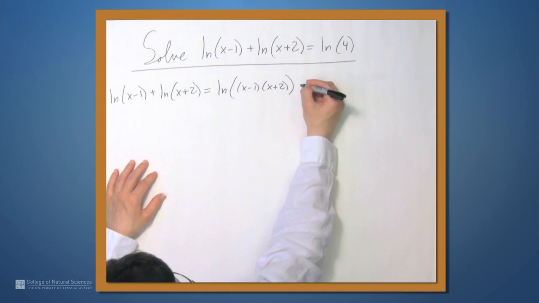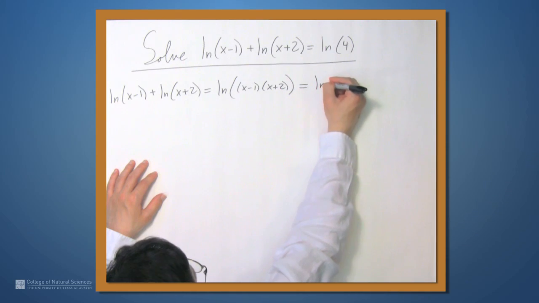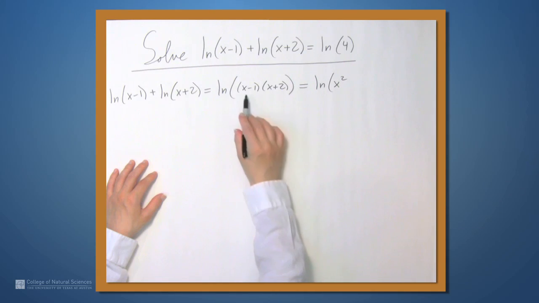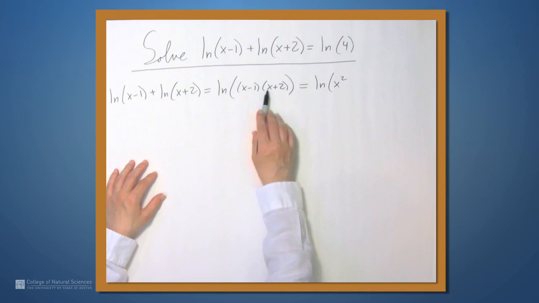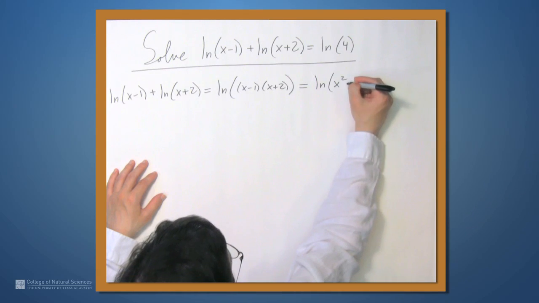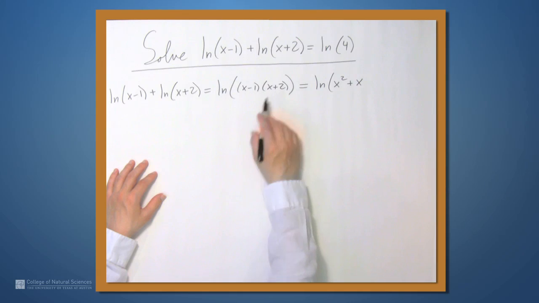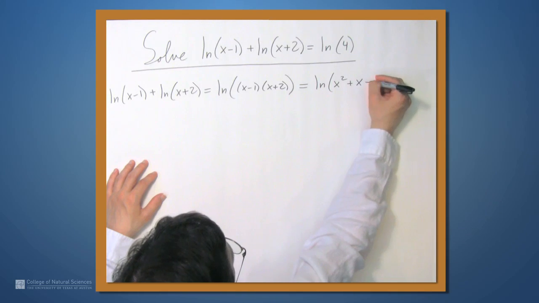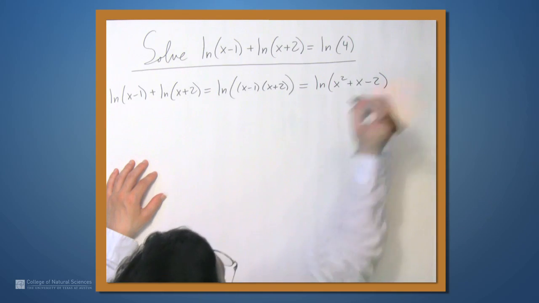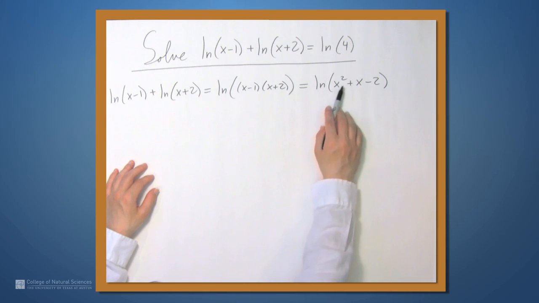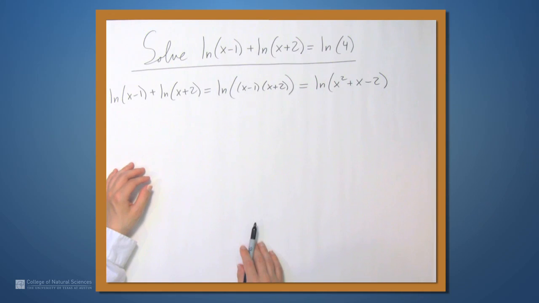We can expand what's inside there. So this becomes the natural log of x squared. So if we FOIL this out, that gives us x squared. Outside gives us 2x. Inside gives us minus x. So that's plus 1 copy of x. And then the last one's negative 1 times 2 gives us minus 2. So this left-hand side can be rewritten as natural log of x squared plus x minus 2.